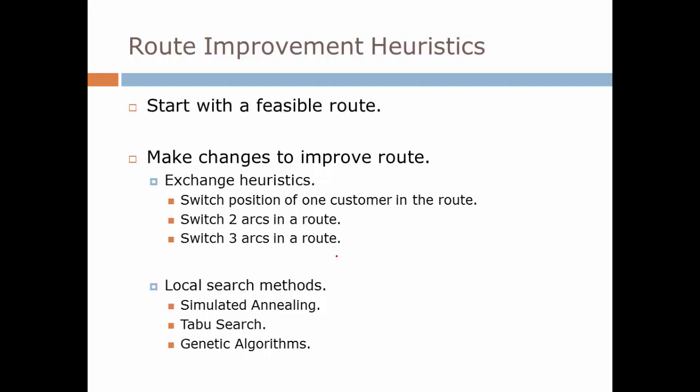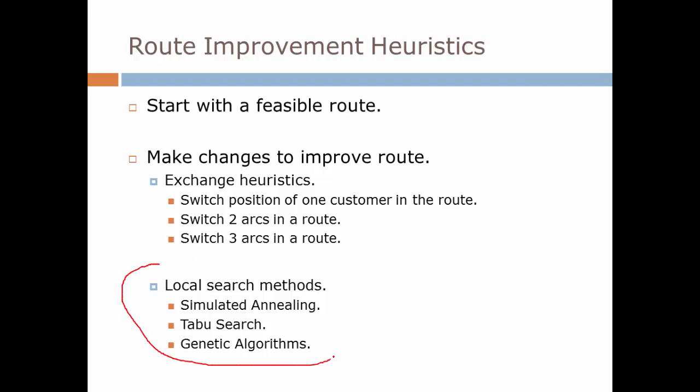Now, regarding route improvement heuristics, here the basic idea is to start from a feasible route and then iteratively start making changes in order to improve the route. For this purpose, we have a lot of edge exchange heuristics. For example, switch the position of two customers in the route, switch two arcs in the route, or switch three arcs in a route. I will give you some examples later on about those.